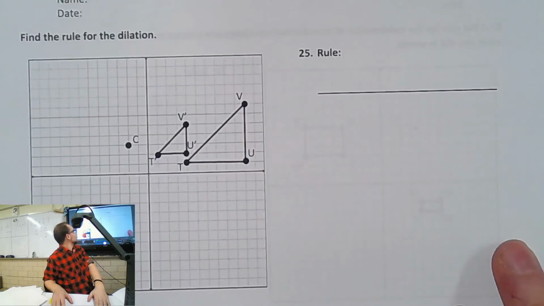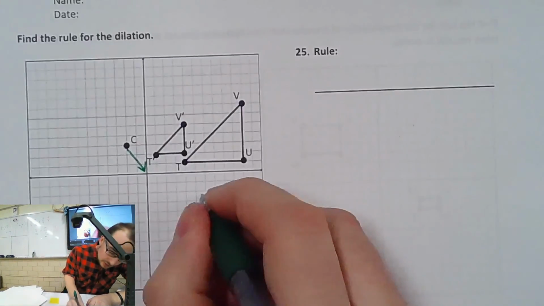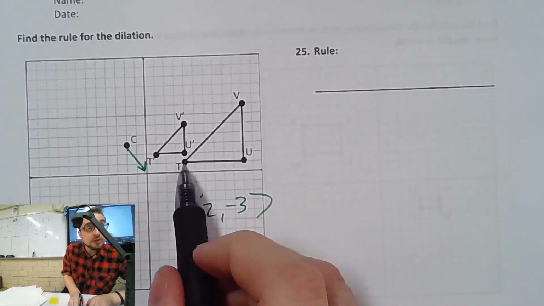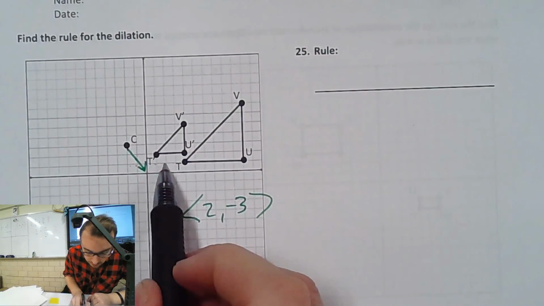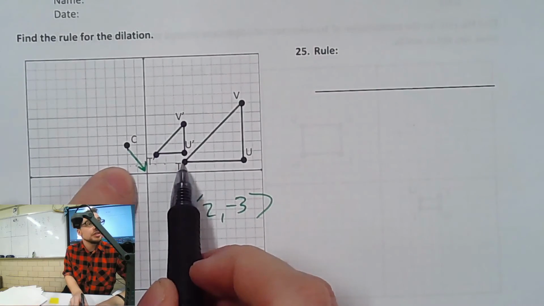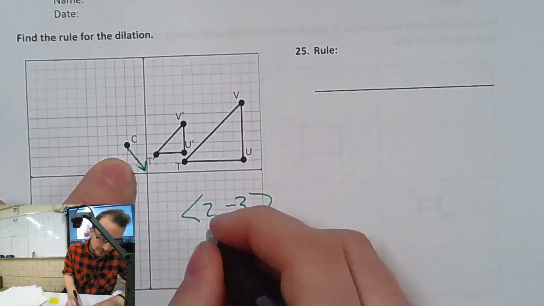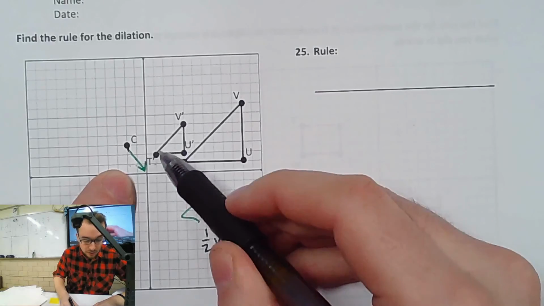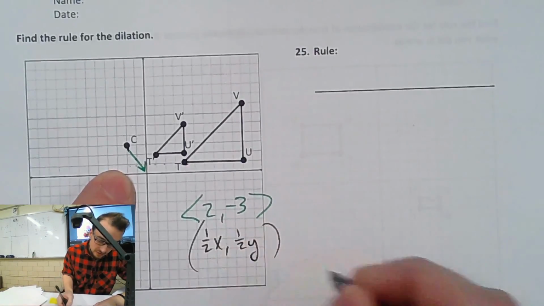25. Find the rule for the dilation. Oh my goodness. Push it 2 to the right, 3 down. Then we dilate, going from T to T prime. Notice that T is 6 away horizontally from C, and it ends up only 3 away. So we halved it. T is 2 away vertically, but only 1 away after we're done. So we halved it. And then we're going to push it back.